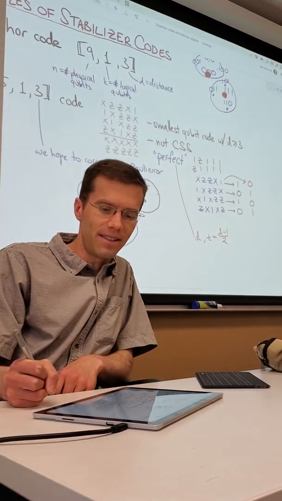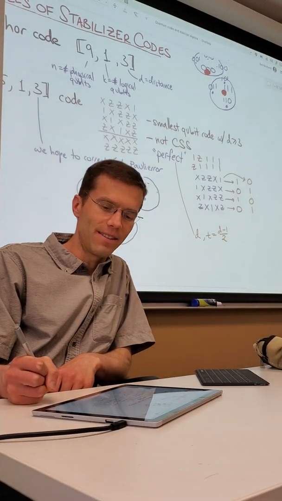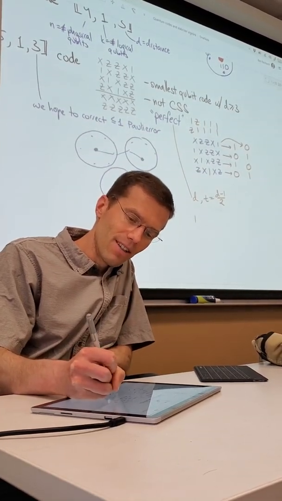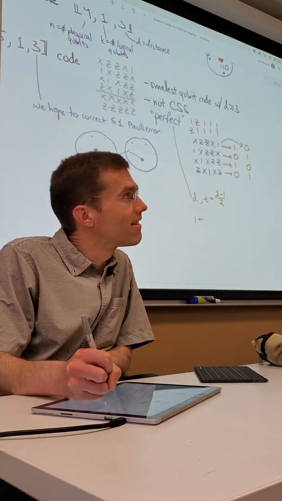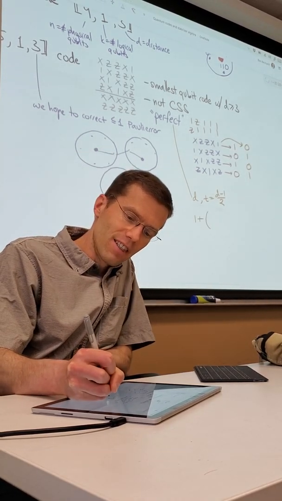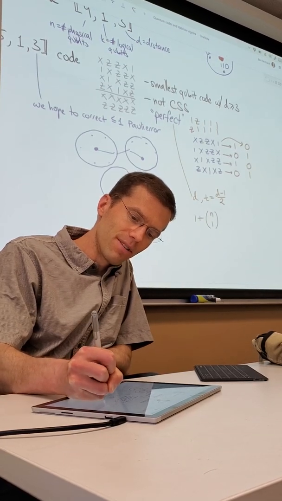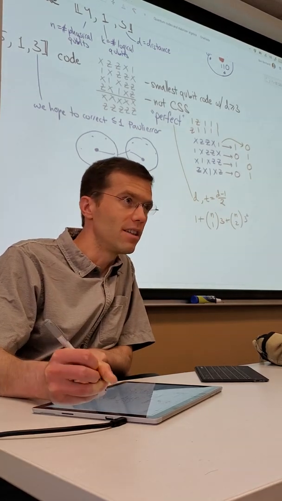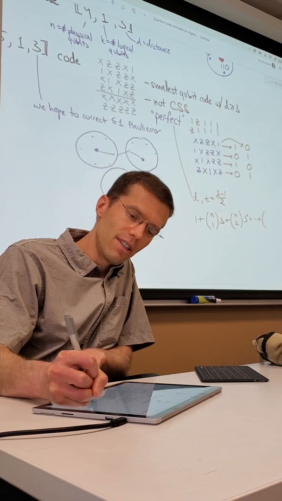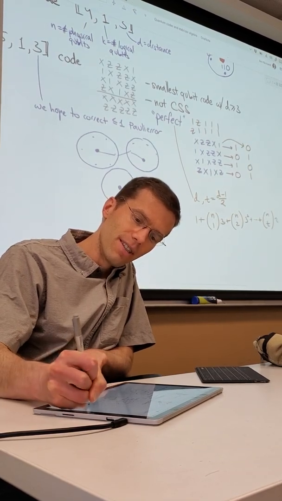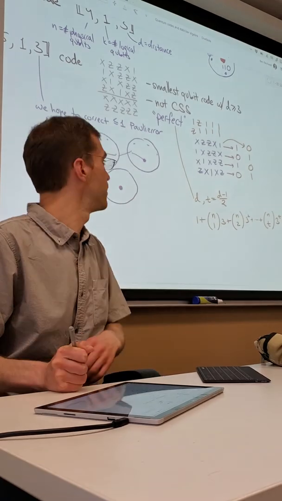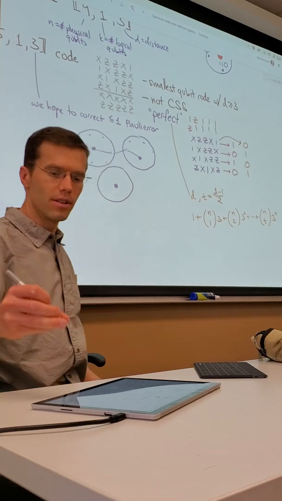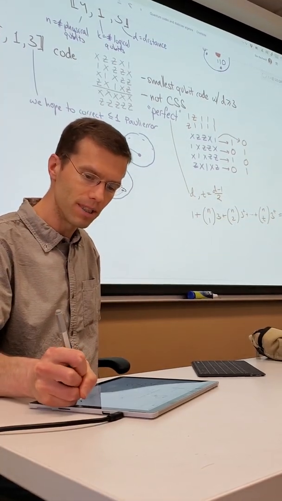So if d equals 3, t is equal to 1. If d equals 5, t is equal to 2. And then what you want is 1 plus n choose 1 times 3, plus n choose 2 times 3 squared, plus n choose t times 3 to the t. This is the number of errors of weight less than or equal to t. And so if the code's perfect, this will equal 2 to the number of stabilizer generators.